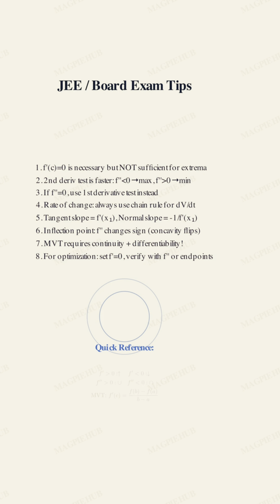Fifth, tangent slope is f prime, normal slope is negative reciprocal. Sixth, inflection points are where f double prime changes sign. Seventh, mean value theorem needs both continuity and differentiability. Eighth, for optimization problems, always check boundary values too, not just critical points.